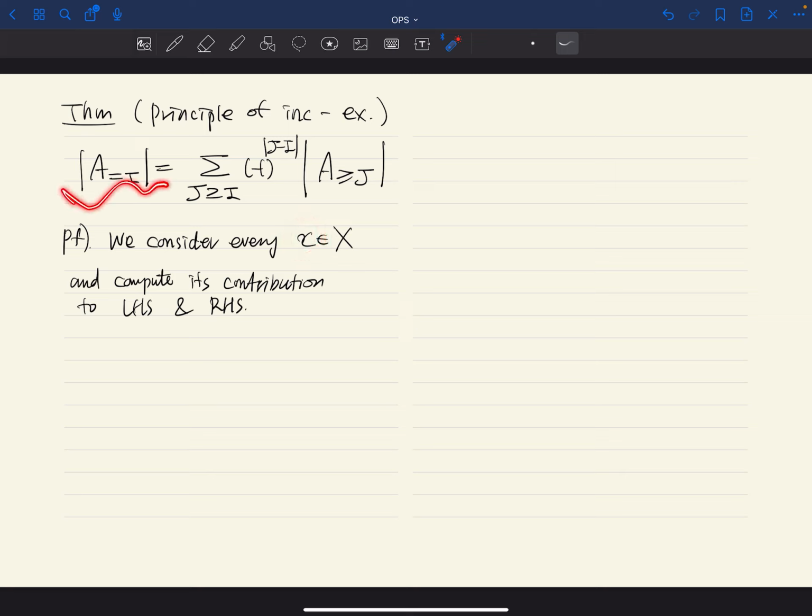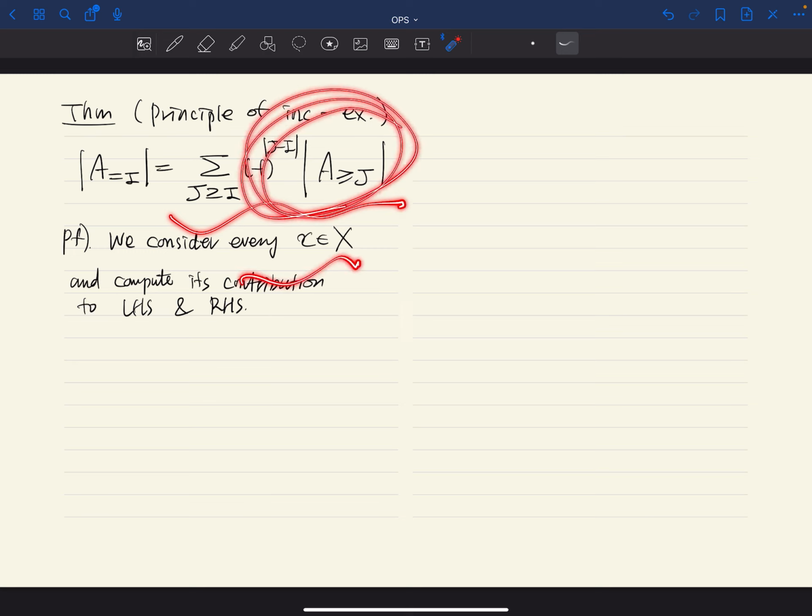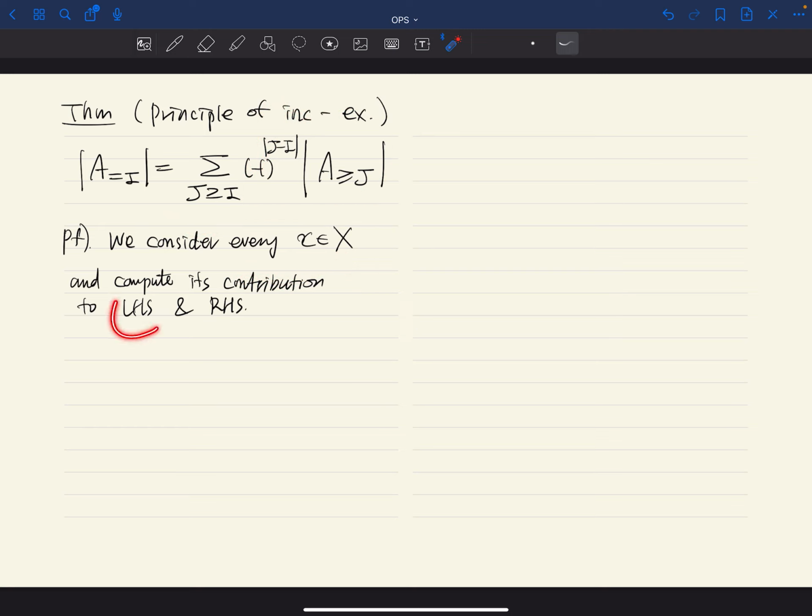Here it will contribute either 0 or 1, and here, for each term, it will contribute 0, 1, or minus 1. So at the end, the left-hand side must be the sum of the contributions of every x to the left-hand side, and the right-hand side must be the sum of all contributions to the right-hand side. And if you can show that the contribution is exactly the same for every element, then their sums must be the same as well. That will be the end of the proof.